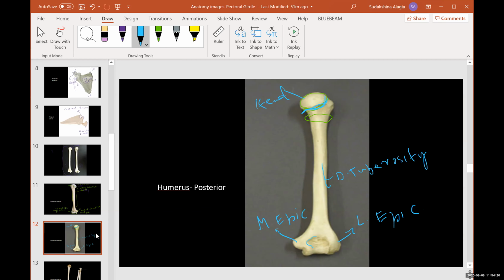And what about this fossa, this depression? We kind of see the capitulum and trochlea as well. At least the trochlea, you can see the trochlea right there. No, overshoot. Okay. How about this? This fossa, which is only visible on the posterior aspect, we refer to as olecranon fossa.